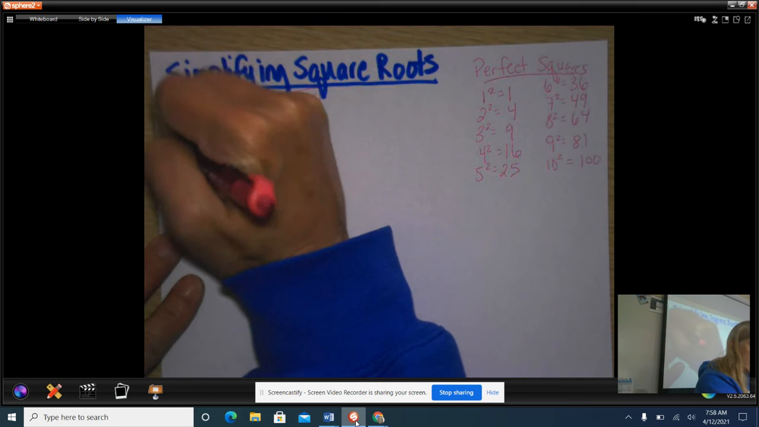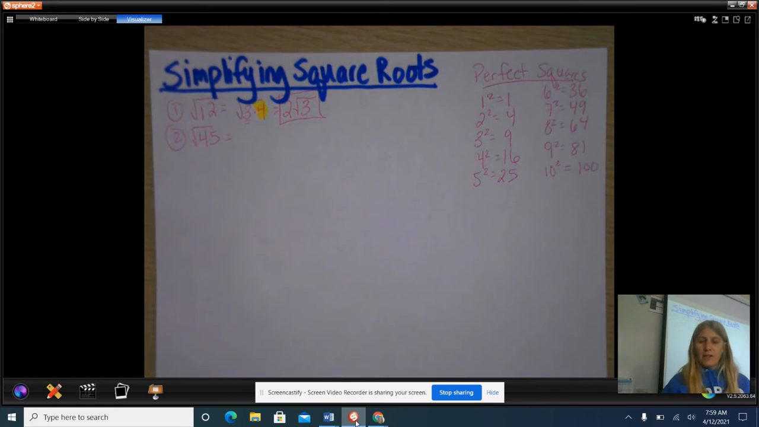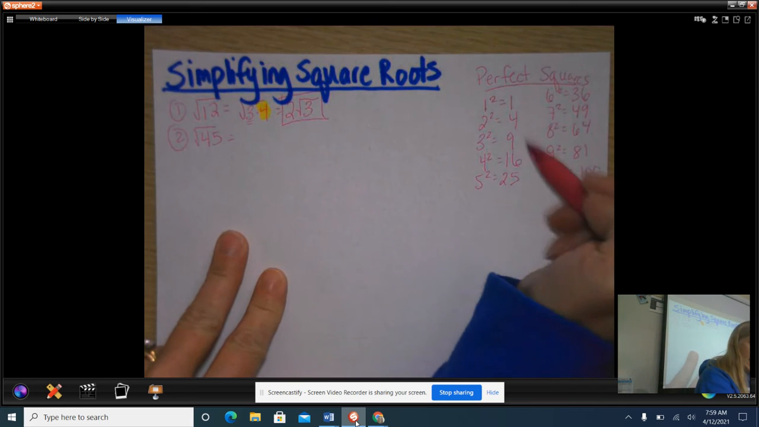My second one here is the square root of 45. Once again, I'm looking for those factors. I have 1 times 45. Neither of those are perfect squares that would change the problem. 2 doesn't go in evenly. 3 times 15. Neither of those are perfect squares. 4 doesn't go in evenly. So 5 times 9. And 9 is a perfect square.